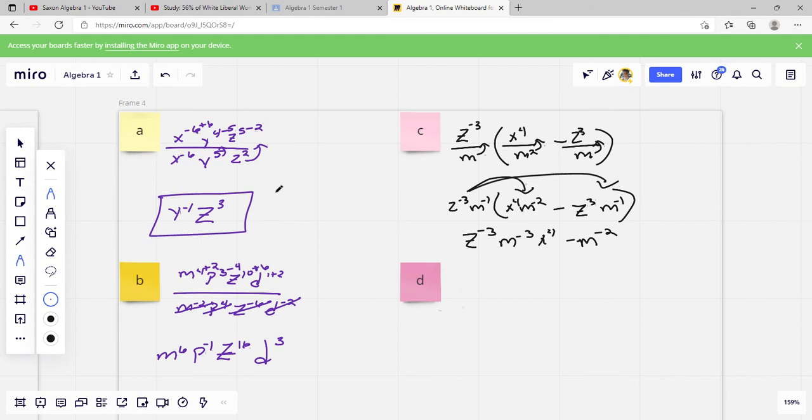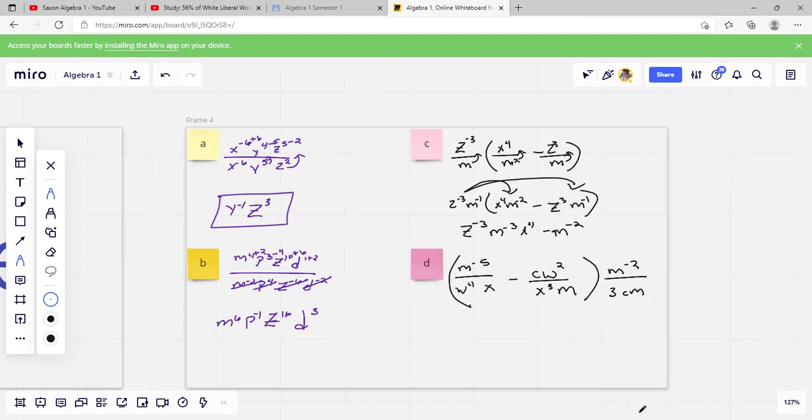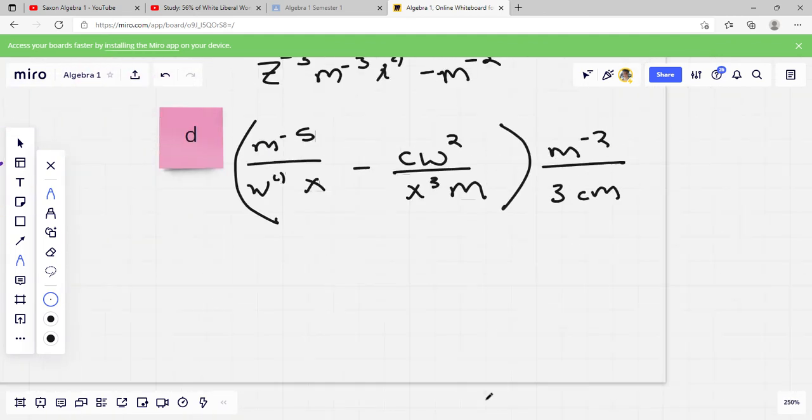Alright, last one. M to the negative 5th over w to the 4th x minus, this is in parentheses, that's the worst parentheses I've ever seen. There we go. Minus cw squared x to the 3rd m, over 3. Alright, let's get some room here.